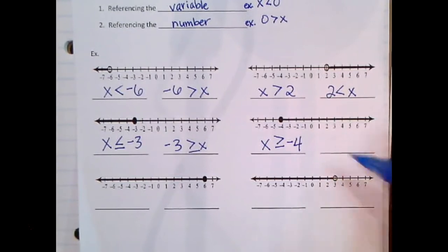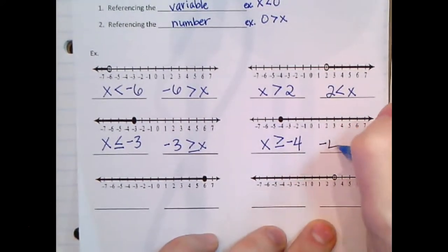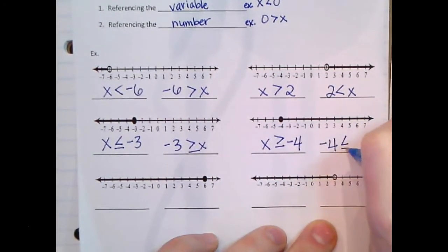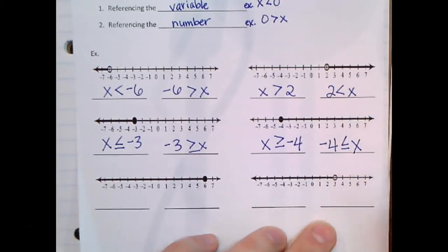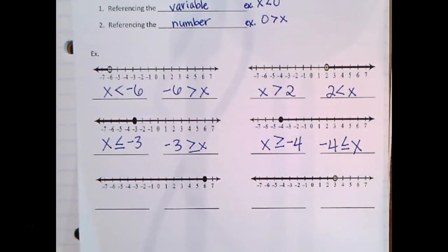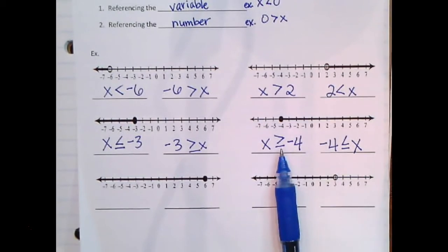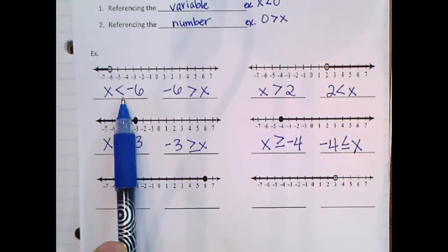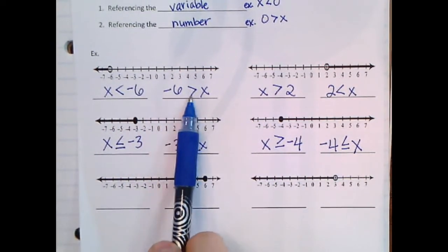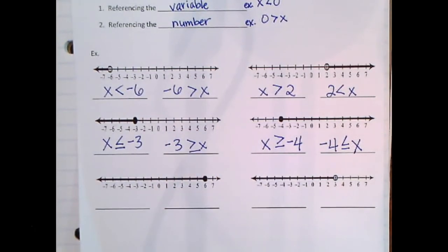So if x is greater than or equal to -4, that means that -4 is less than or equal to x. Really, all it is for each of these is that this reference is the opposite of this one. Okay, x is less than -6, which means that -6 is greater than x. It's just the exact opposite situation. All right, take a look at this one.